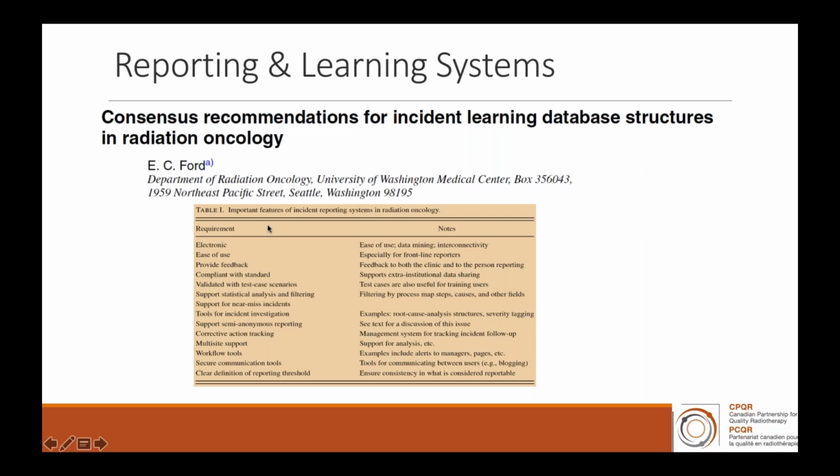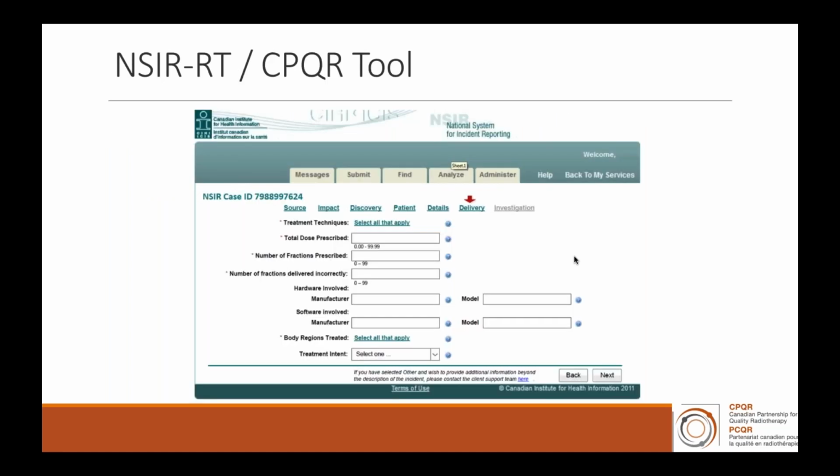Here's an example of one of the several tables found in this guidance document, listing important features of reporting systems in radiation oncology. For each feature, a list of requirements and notes has been set. This is a very thorough document, but it's at the basis of the NSER-RT tool that CPQR has helped design and endorses.